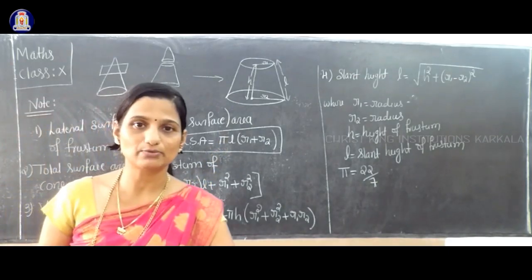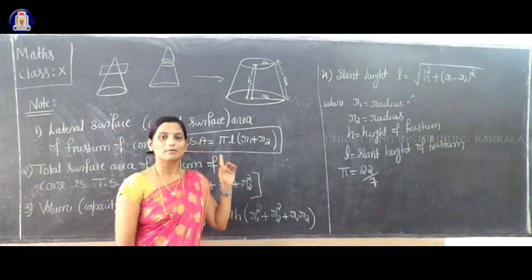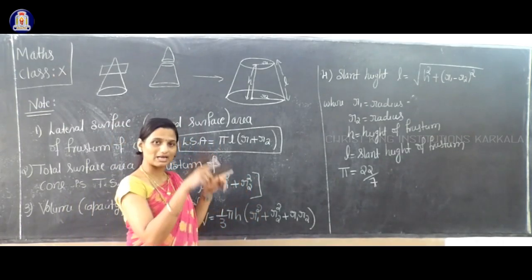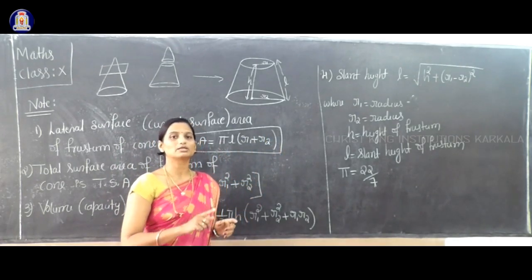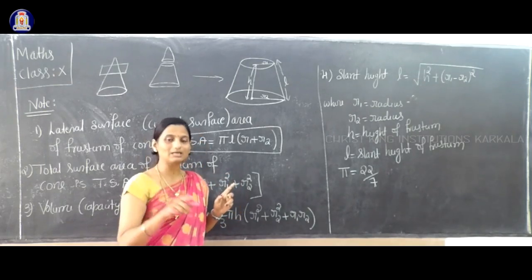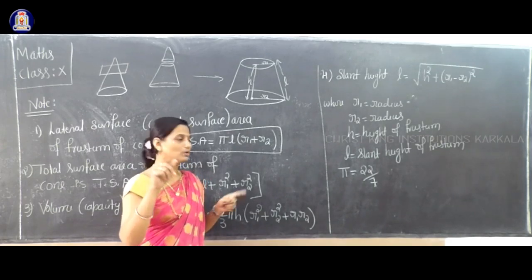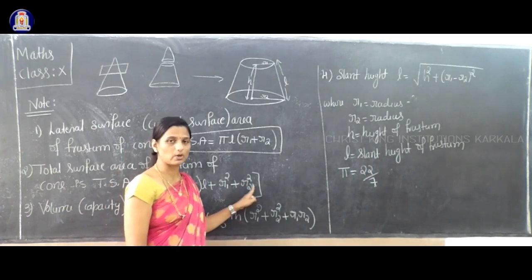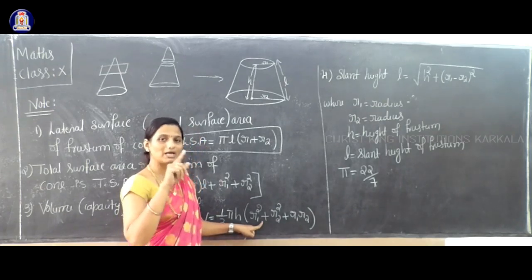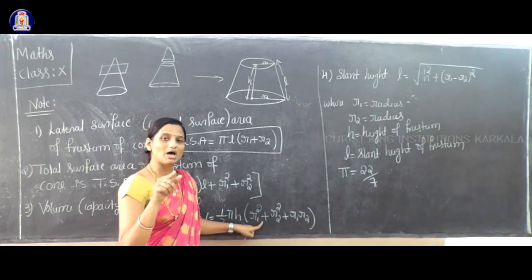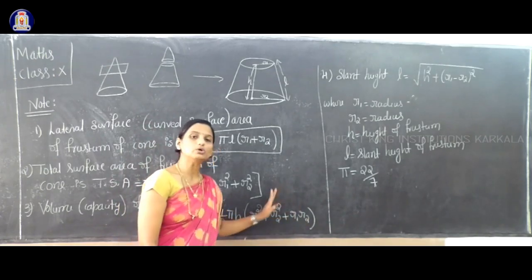So what is the lateral surface area of a frustum? Lateral surface area of frustum is pi into L bracket R1 plus R2. What is the total surface area of frustum? Pi bracket R1 plus R2 into L, plus R1 square plus R2 square. What is the volume of frustum? 1 by 3 pi H into R1 square plus R2 square plus R1 into R2.